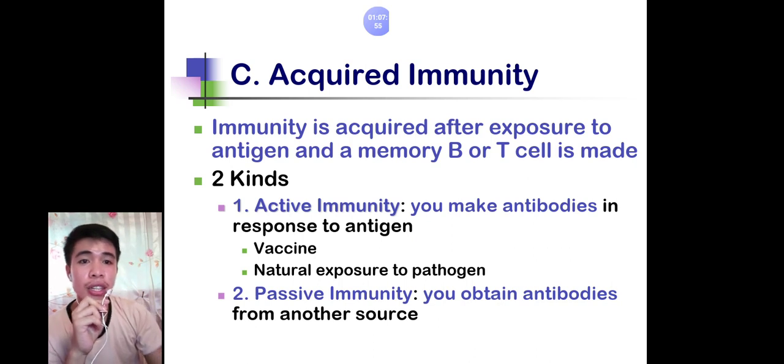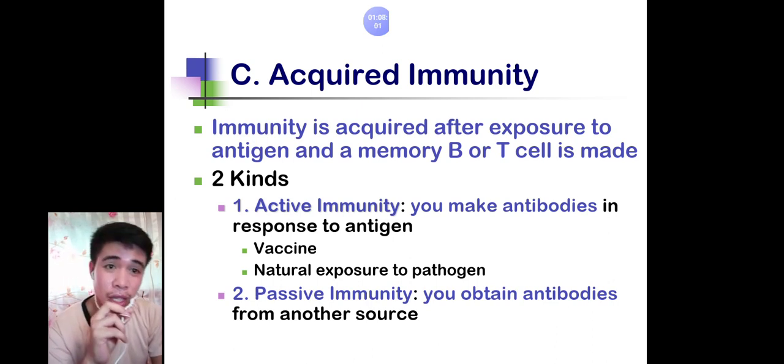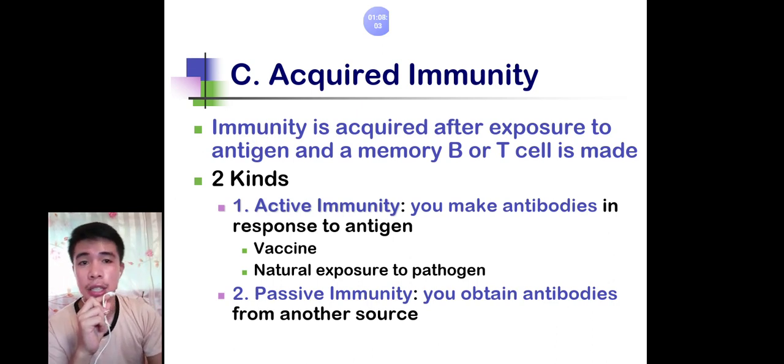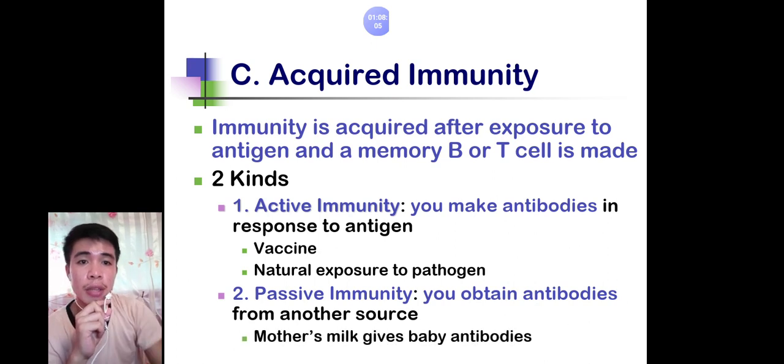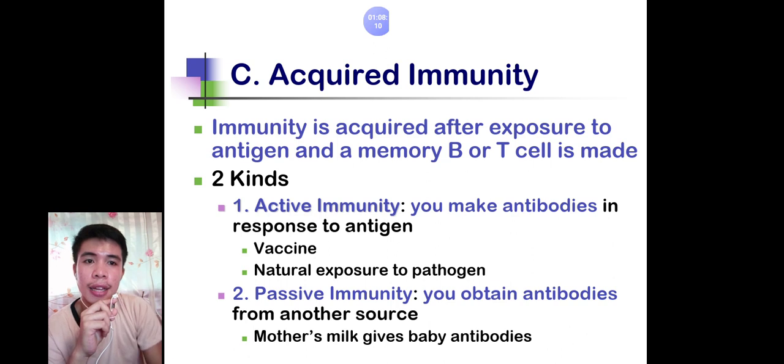So another source. If active immunity is antibodies in response to antigens, passive immunity is where you obtain antibodies from other sources. So the mother's milk gives the baby antibodies, like when you breastfeed, diba?